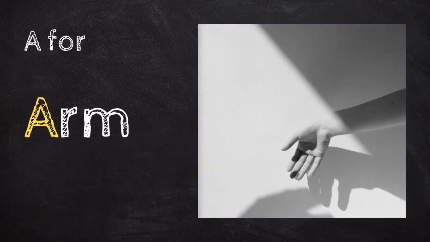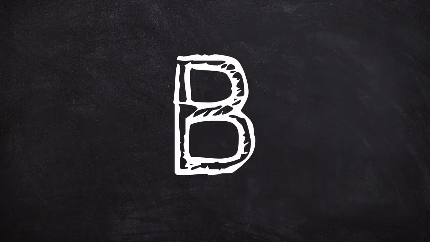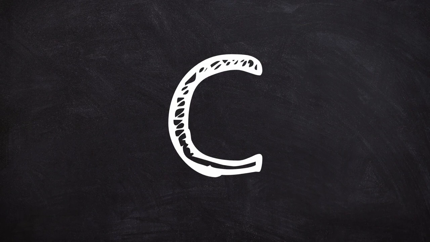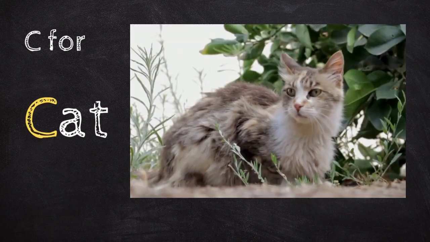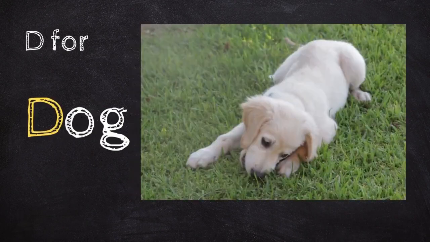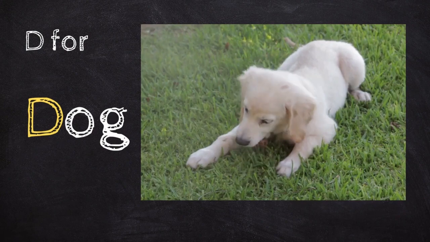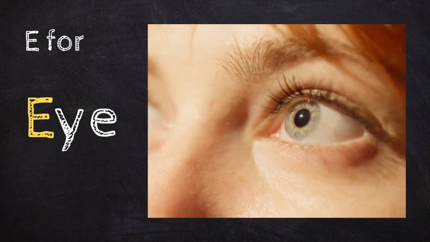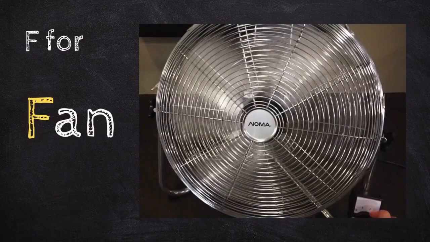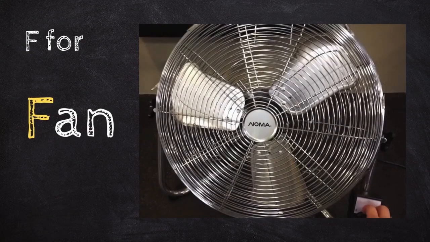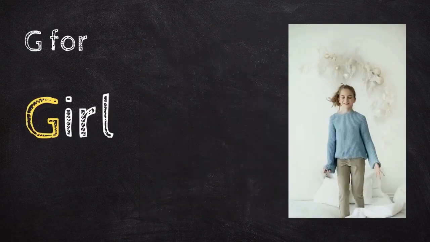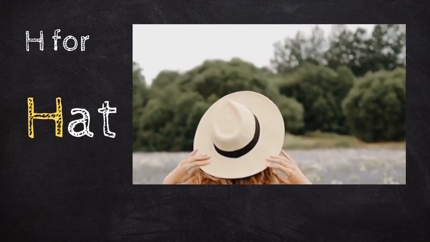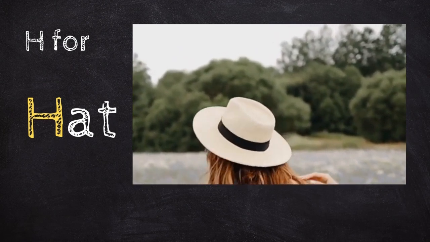A for arm. B for ball. C for cat. D for dog. E for eye. F for fan. G for girl. H for hat.